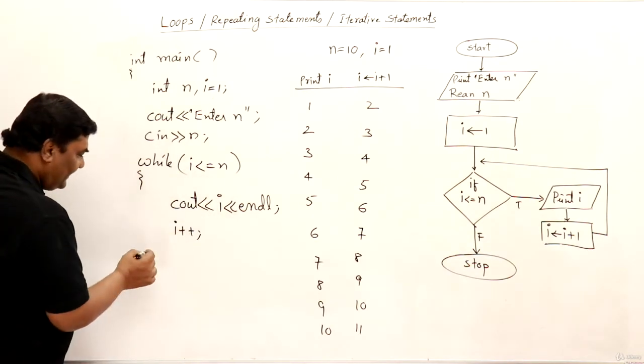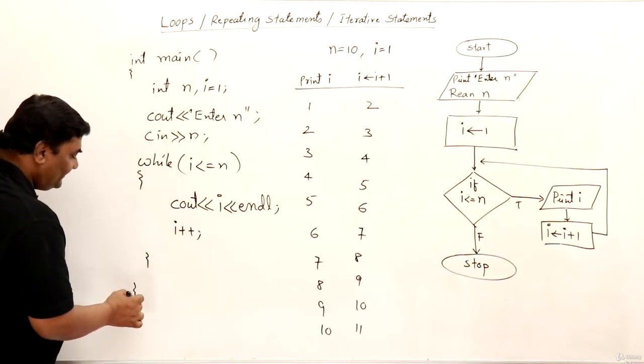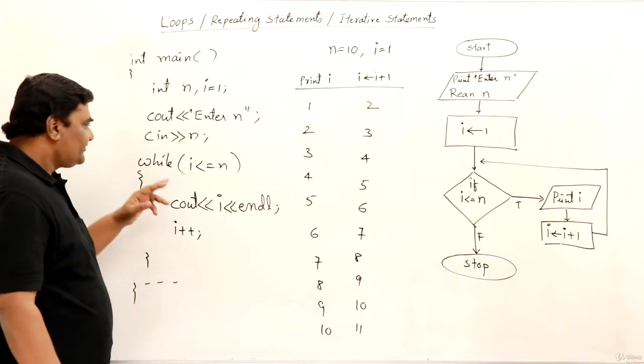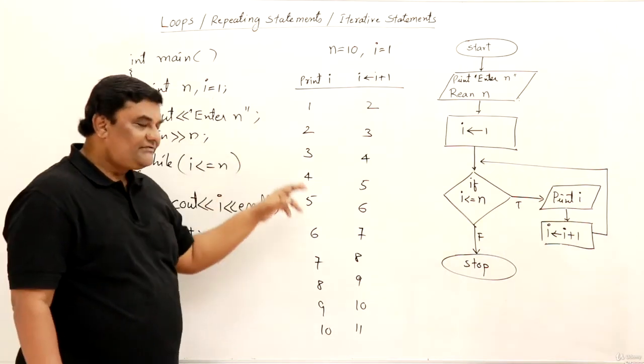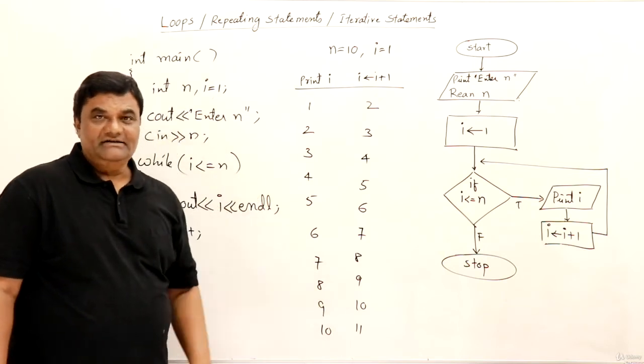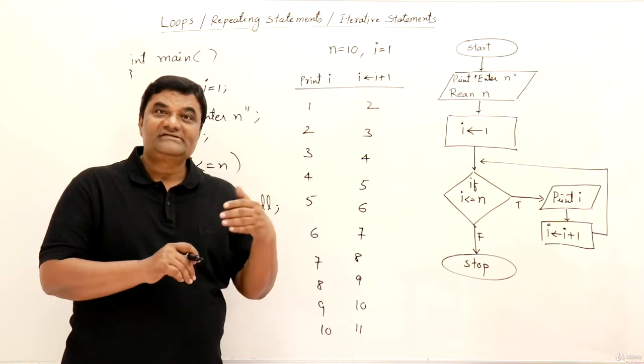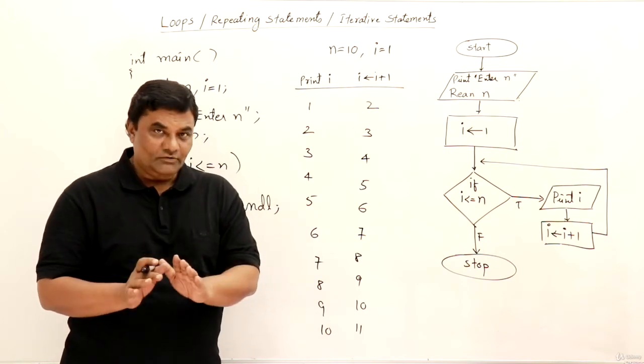Then after this, end of the loop and end of the main function. So here you have to write return 0, you know well. So this is the program for printing numbers from 1 to a given number n. That's it. Now I will show you how to convert the same thing using a do while loop.